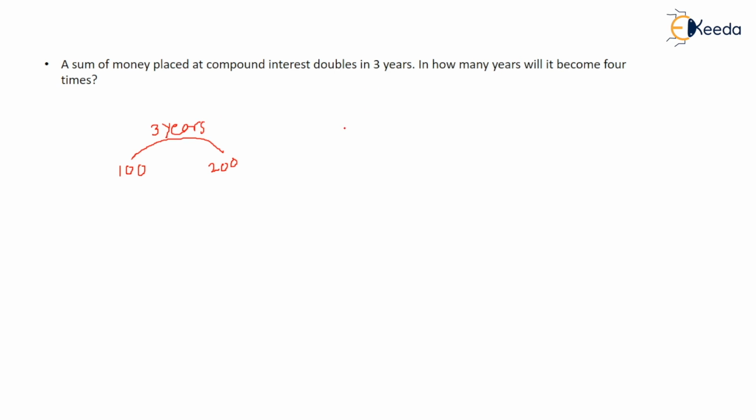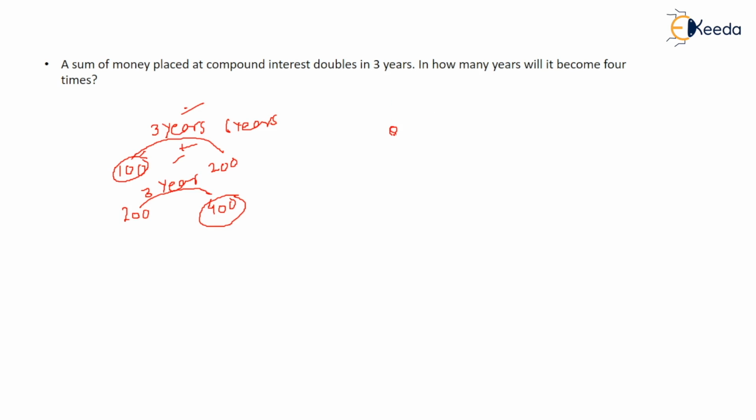So what is asked of you? In how many years will it become 4 times? So next time from 200, how many years will it take to become 400? 3 more years, right? So 100 was the initial amount, 400 is now. So 100 becomes 400, it becomes 4 times, in how many years? This is 3 years, this is 3 years. So in total it means 6 years, right? Very simple way I told you. Otherwise in books they tell very difficult ways.